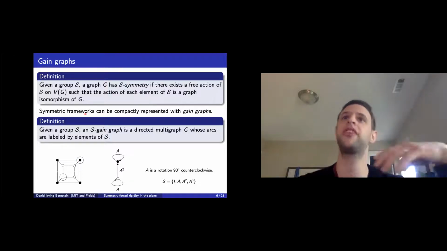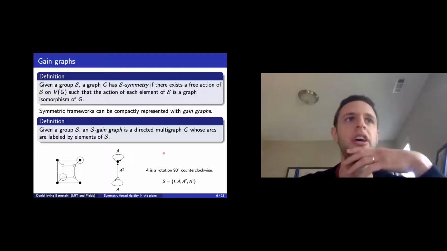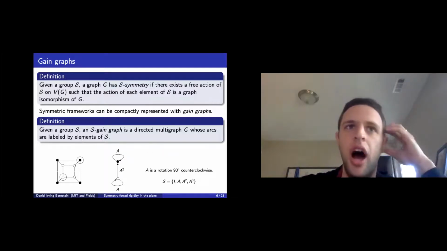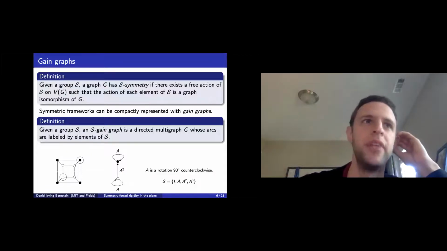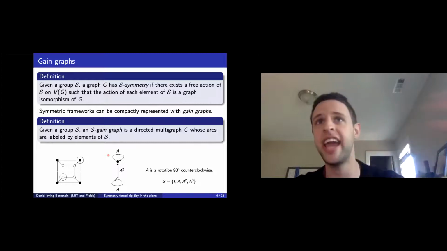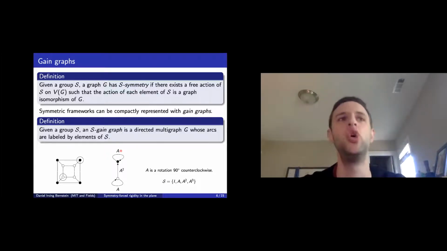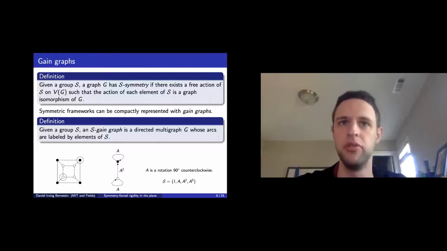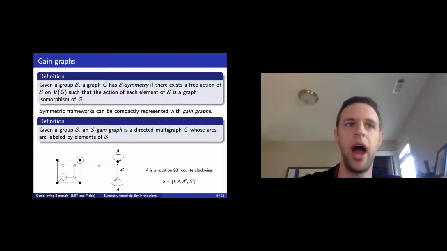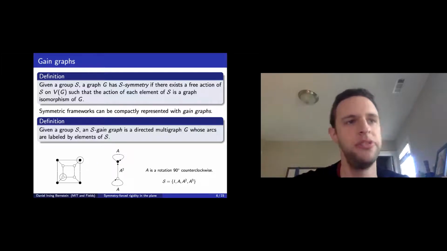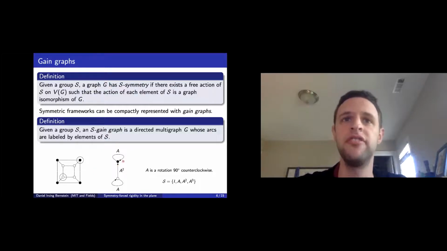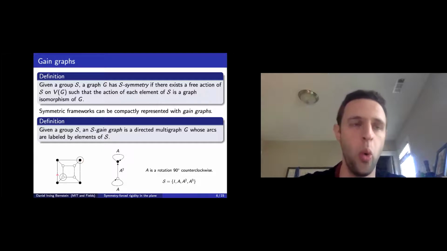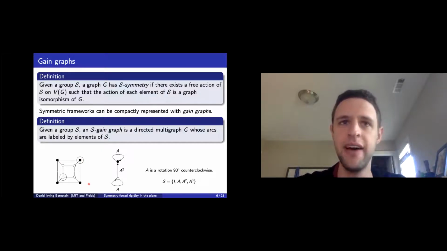Now, symmetric frameworks can be compactly represented with gain graphs. I imagine a lot of people in the audience are familiar with this. Maybe a lot of people also aren't, but given a group S, an S-gain graph is a directed multigraph G whose arcs are labeled by elements of that group S. And I won't go through the full formal details about how a gain graph specifies a symmetric graph, but the idea is that the vertices of the gain graph correspond to vertex orbits of your symmetric graph.